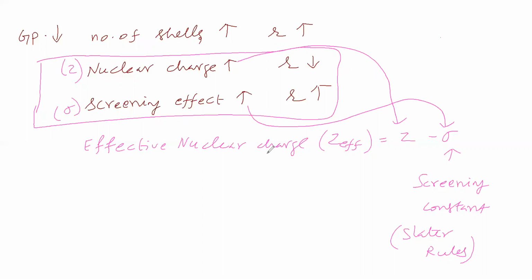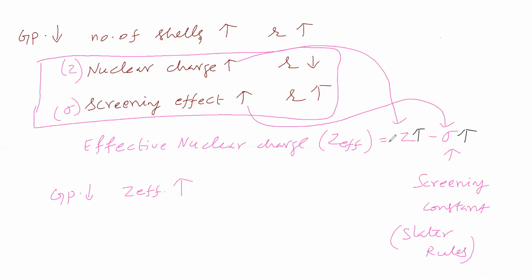Now, what happens to this effective nuclear charge down the group? Down the group, effective nuclear charge increases. Which is dominating, nuclear charge or screening constant, out of these two? Nuclear charge means this one, and screening constant is from the screening effect. Down the group nuclear charge increases, and screening effect also increases. So screening constant also increases.